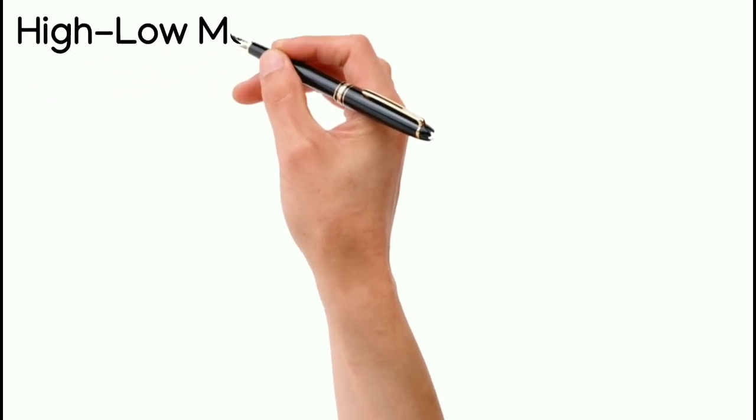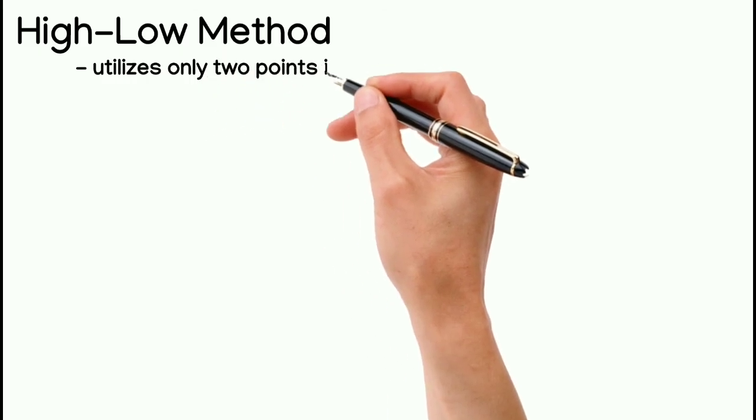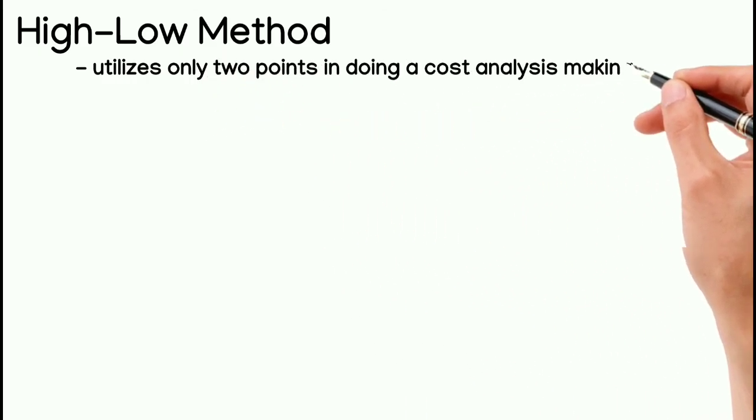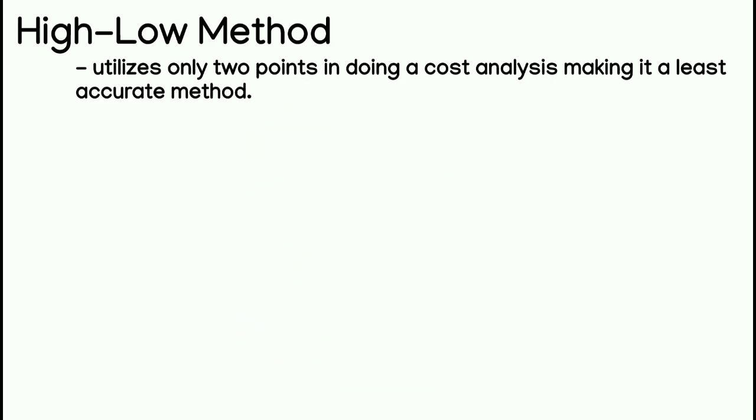Observe that the HighLow method utilizes only 2 points in doing a cost analysis, making it a least accurate method. Diba based on the problem na sinagutan natin, ginamit natin yung highest point at lowest point. Meaning to say, 2 points lang yung ating ginamit sa computation. The highest point and the lowest point. And that is the reason why the HighLow method is a least accurate method. Kasi hindi natin ginamit yung ibang data na available.